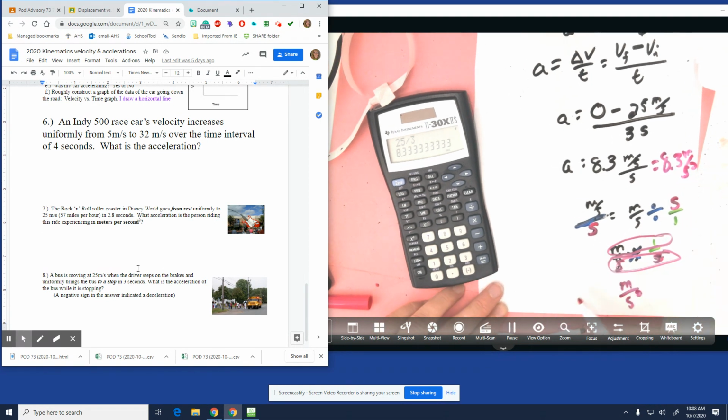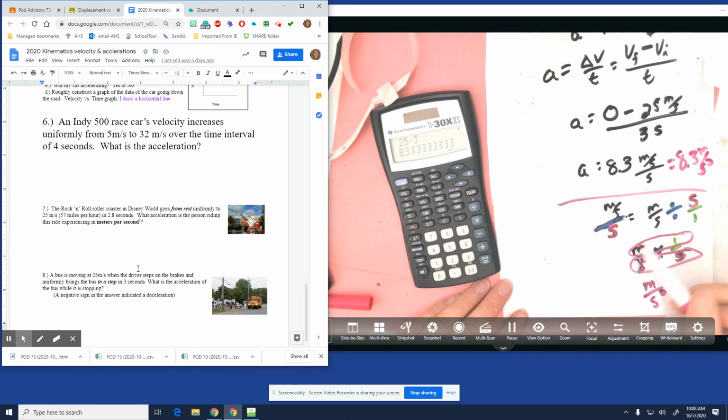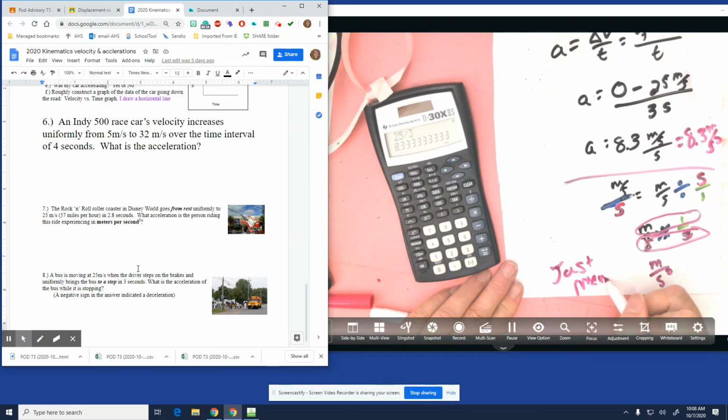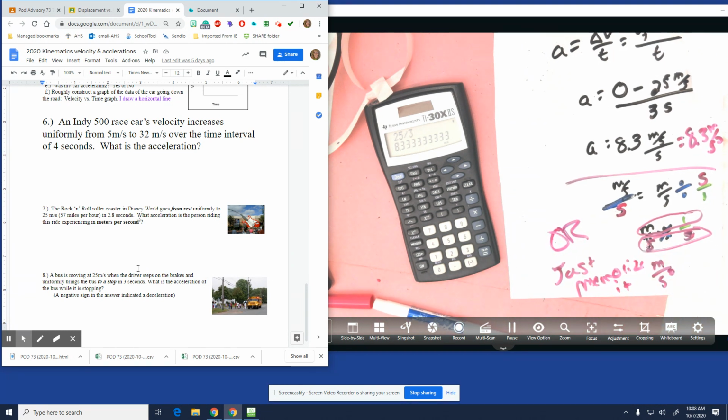You do not have to do this. You could just memorize it. Memorize it. So, okay. And I would love to hit stop.